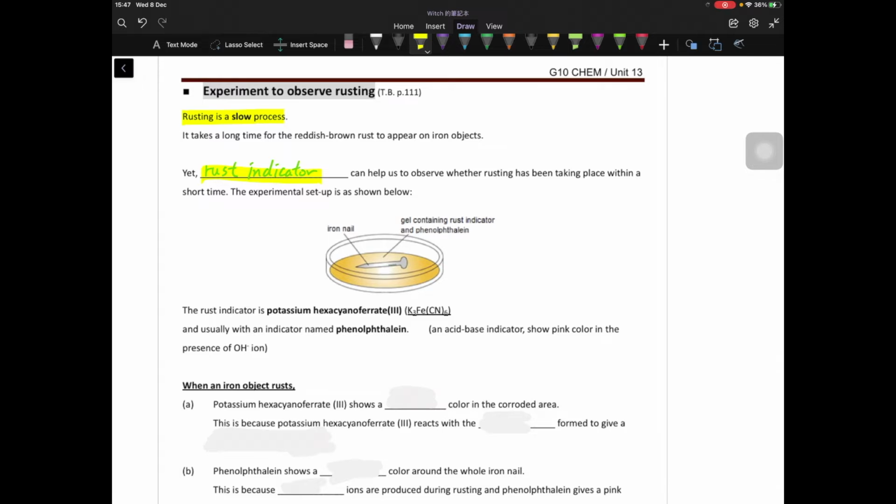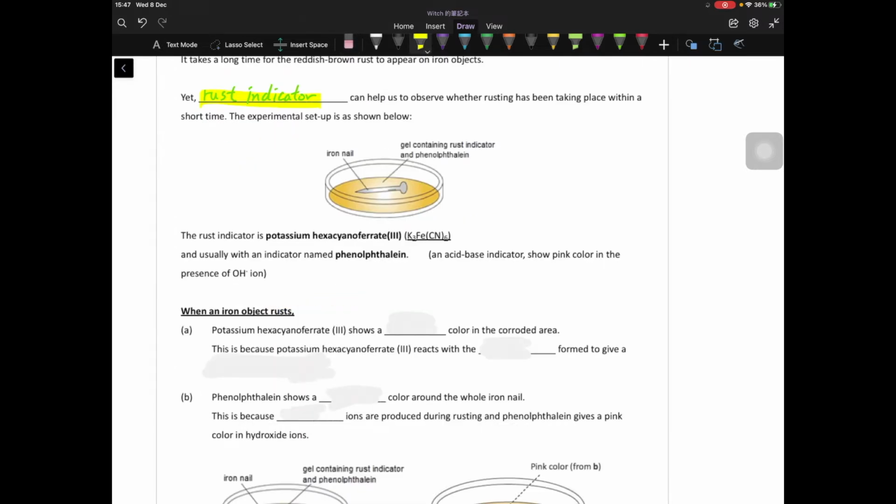The chemical name for rust indicator is potassium hexacyanoferrite. Alright, let's forget the name. It's not important. And it also contains an indicator called phenolphthalein. Now this is important because you will use it a lot in DSE chemistry. Similar to what you have learned in lower grade, for example, litmus indicator, it shows different color in acidic or alkaline condition. For phenolphthalein, it shows pink in the presence of hydroxide ion, that is the alkaline condition.